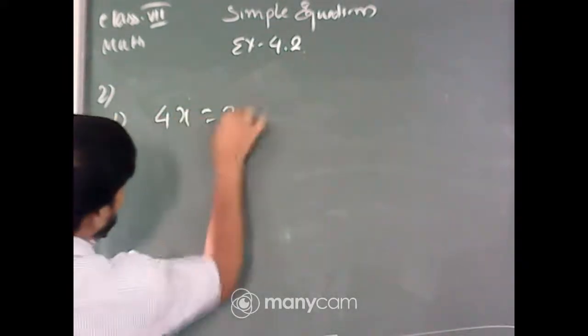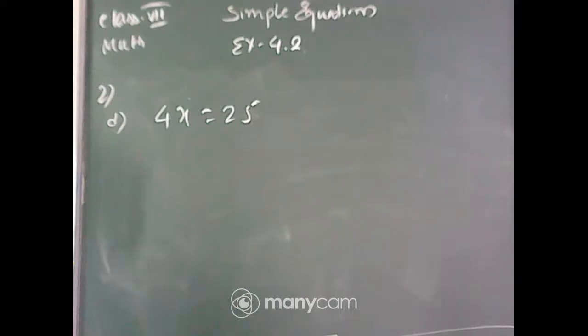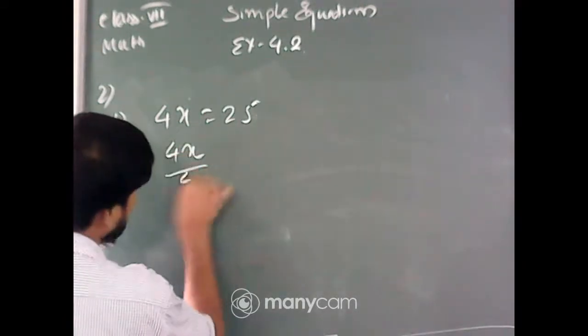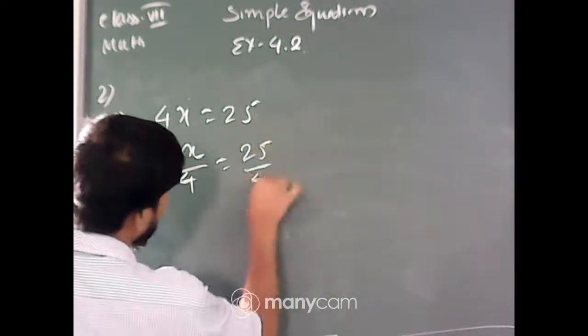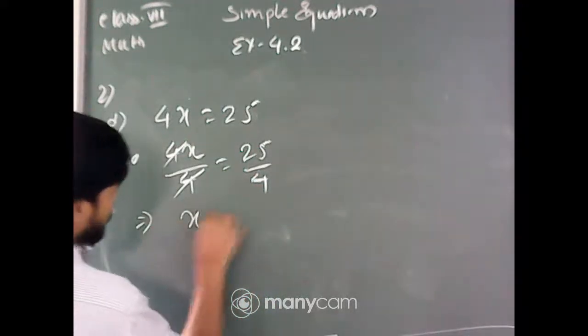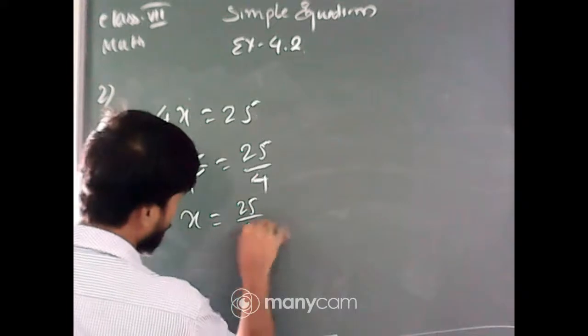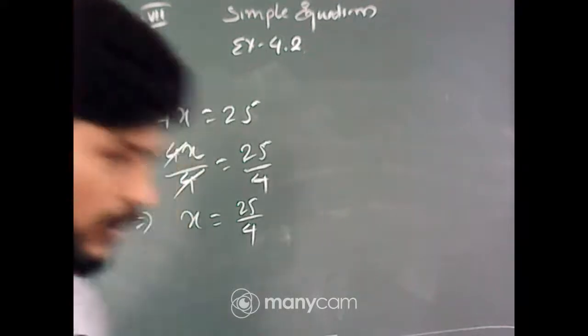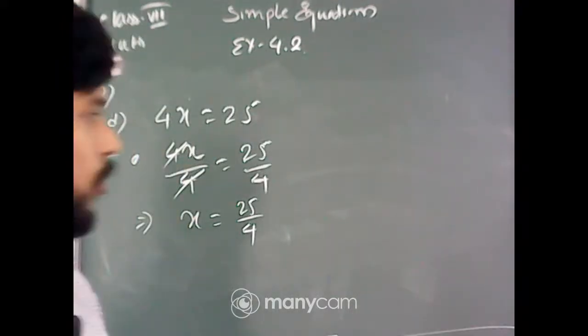4x is equal to 25. Now tell me what step we have to do? Dividing both sides by 4. Yes. So on dividing both sides by 4, we have 25 by 4. This 4 and 4 will cancel each other. That means x will be 25 by 4. That is the answer, 25 by 4. Okay, so hope you understood.